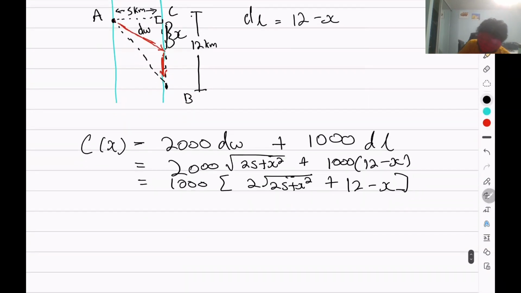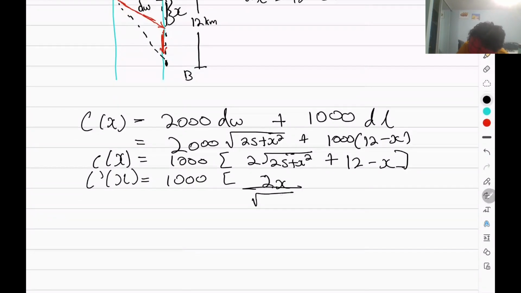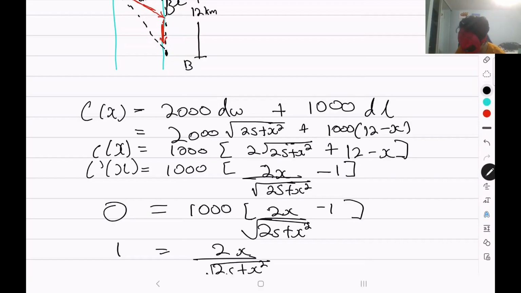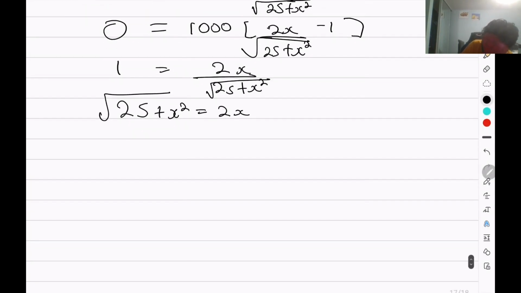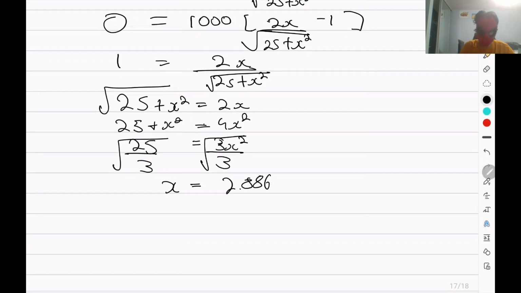So this is a simplified version of the cost function. Now we will find the derivative of the cost function and then set that equal to 0 to find the critical points of x. So x is equal to 2.8. This is the critical point.